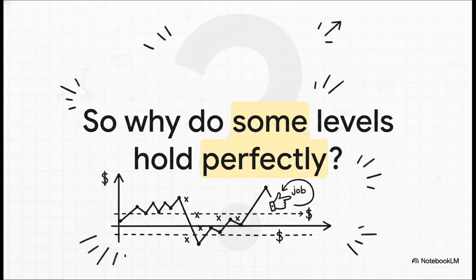Okay, so right about now you're probably thinking, but wait a minute, I've seen levels hold perfectly to the pip. And you're absolutely right, they do. So what gives? Why do some levels get destroyed while others hold like a fortress? Well, the answer usually comes down to this. Was the liquidity already taken? Levels often hold beautifully after all those stops have been run and the trapped traders have been shaken out. Price respects levels once the real business is done.